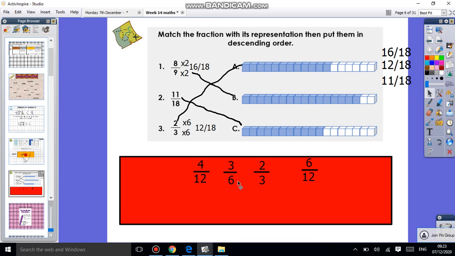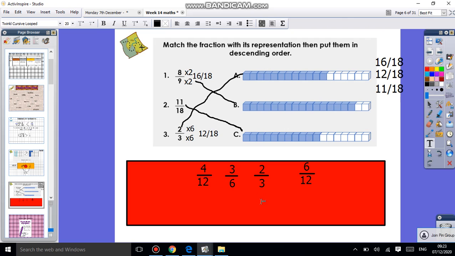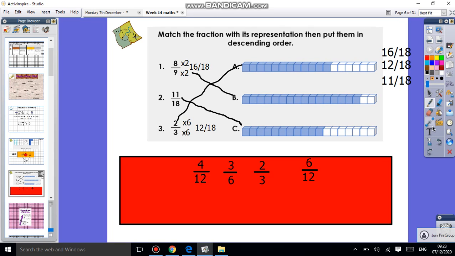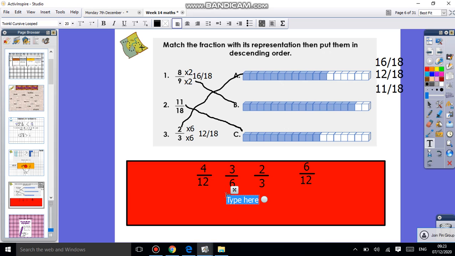We've got the same sort of question here, but without the representation. We've got 4/12, 3/6, 2/3, and 6/12. The common denominator there would be the 12s. Okay, so I don't have to do anything to these two fractions because they're already in 12s. 3/6, I would do 6 times 2 is 12, which means I'd have to do 3 times 2. So I'd get a fraction of 6/12. And here I've got 2/3. So that would be 3 times 4 gives me 12. So 2 times 4 is 8. So that would be 8/12.